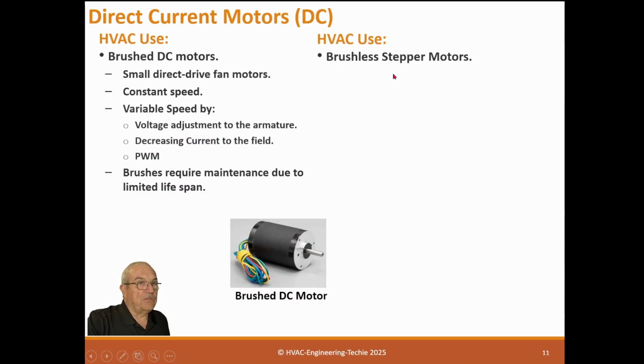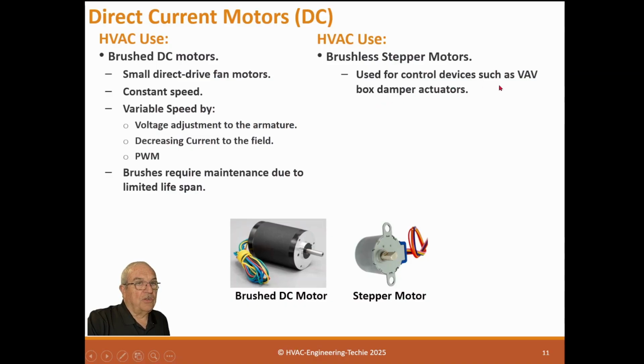HVAC uses brushless stepper motors used for control devices such as VAV boxes or actuators. The stepper motor is fairly slow because it counts how many times it turns, and it stops and calculates that and then turns. So when you watch a VAV box, you'll see it'll just do a little bit and stop and wait, and it'll do a little bit more and stop and wait, and that's why that takes so long.